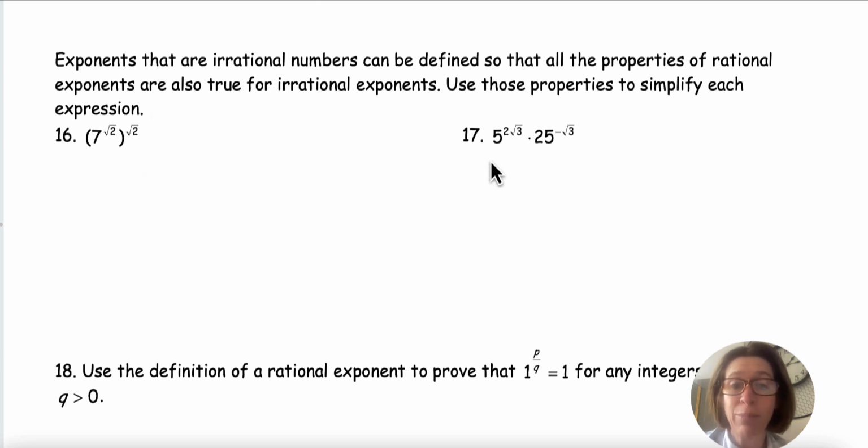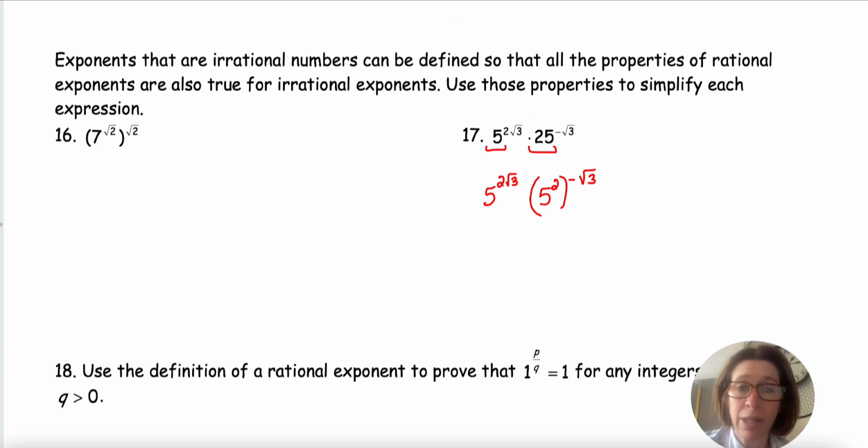Someone asked about number 17, and the big thing about the laws of exponents is the bases need to be the same, and these are not. So in our minds, we have to decide, how can we make those bases the same? Well, 25 can be rewritten as 5 squared. So the bases would be the same, raised to the negative root 3.